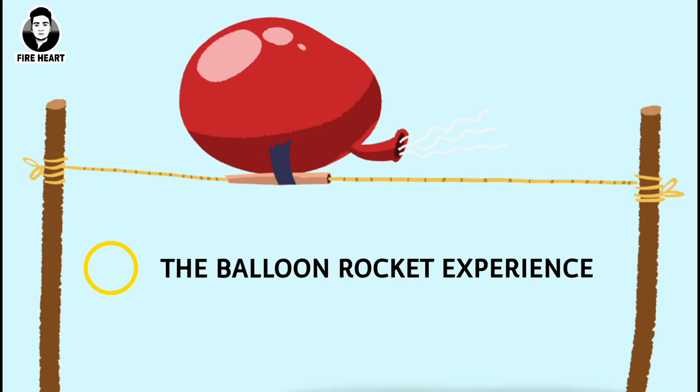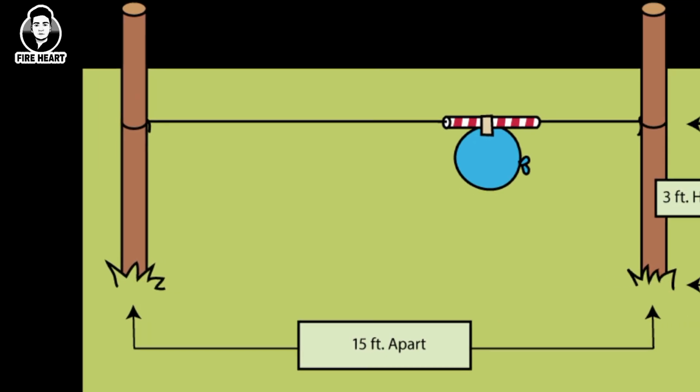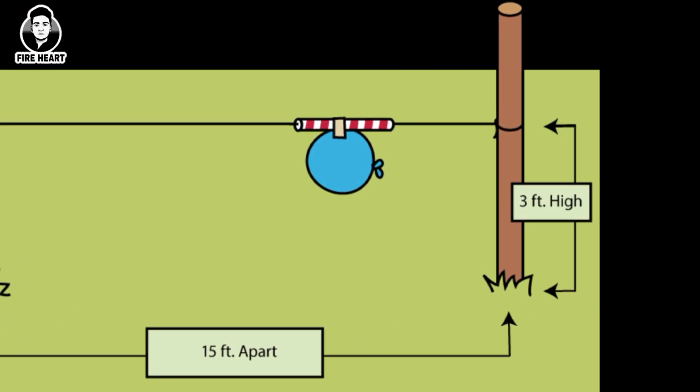The balloon rocket experiment is a fun and simple science project that demonstrates the basic principle of Newton's third law of motion. In this experiment, you will create a rocket using a balloon and string.